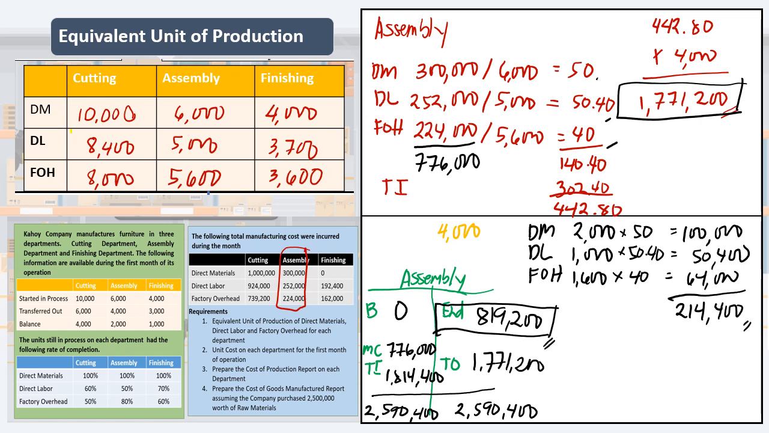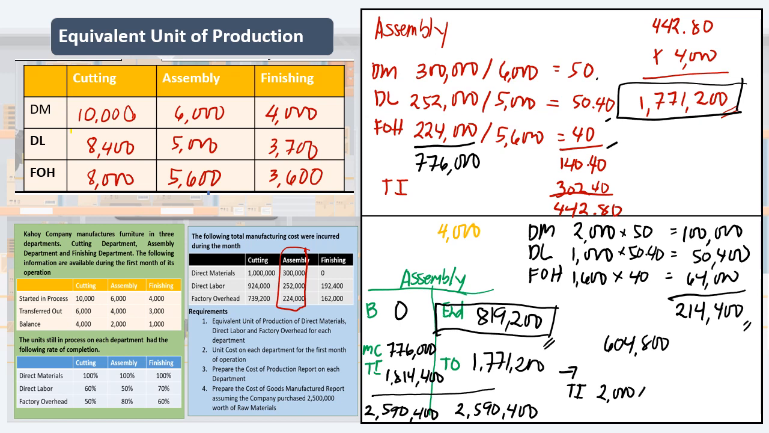Wait, I have to check. So meron tayo diyang 819,200 minus 214,400. So meron po tayong nawawalang amount na 604,800. So, this represents the transferred in from cutting department to assembly department, pero hindi pa siya na-transfer dun sa finishing department. So, ito po yung remaining na 2,000 units. Kasi 'di ba, yung tinransfer natin from cutting to assembly is 6,000. Pero yung tinransfer lang natin sa finishing is 4,000. So, may natitira pa tayo na 2,000 units.